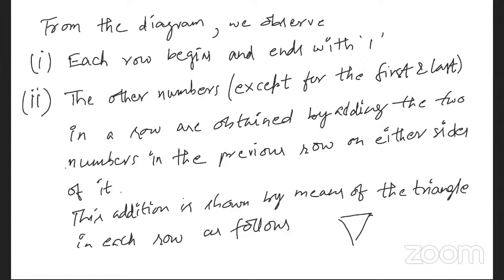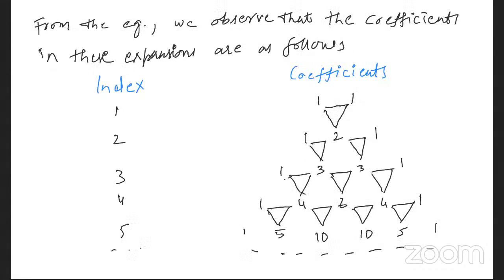If you look at the triangle what we made, we have A and B, and the resultant was A plus B. If you look at the second point, the other numbers in a row are obtained by adding: 1 plus 1, you get 2. 1 plus 2, you get 3. 1 plus 3, you get 4. 1 plus 4, 5. 4 plus 6, 10. 3 plus 3, 6. So this way, by adding the two numbers in the previous row on either side of it.